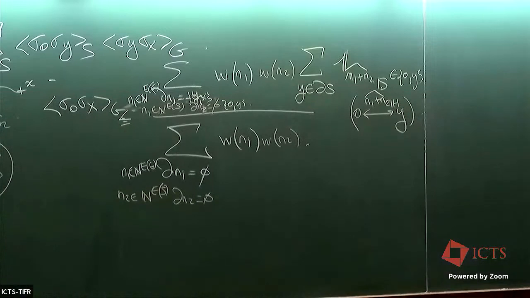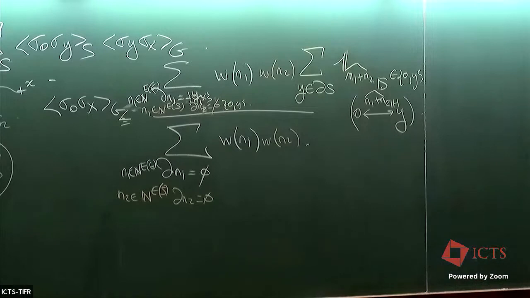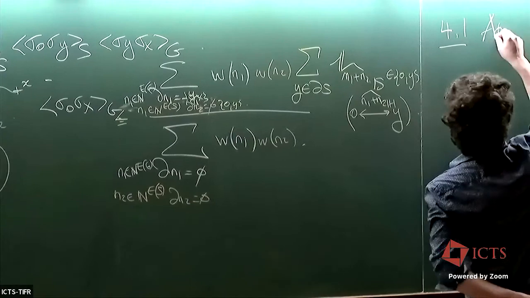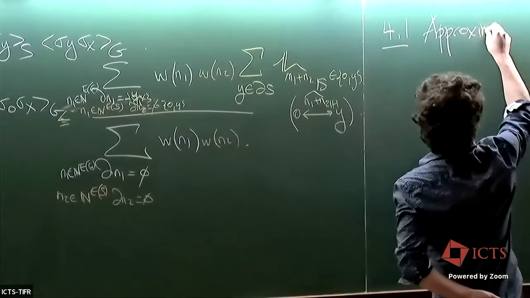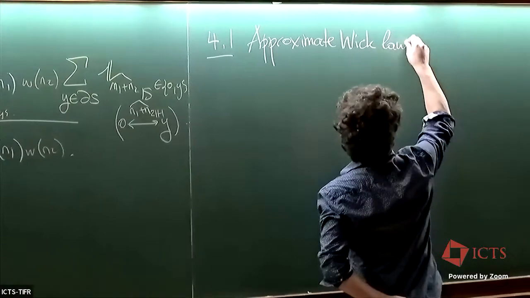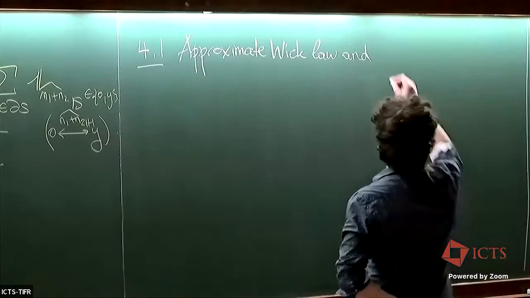So now let's start today's lecture. As I mentioned repeatedly, the Gaussianity is related to this approximate Wick law. So today we are going to try to get it: the approximate Wick law and what we will call the tree diagram bound.